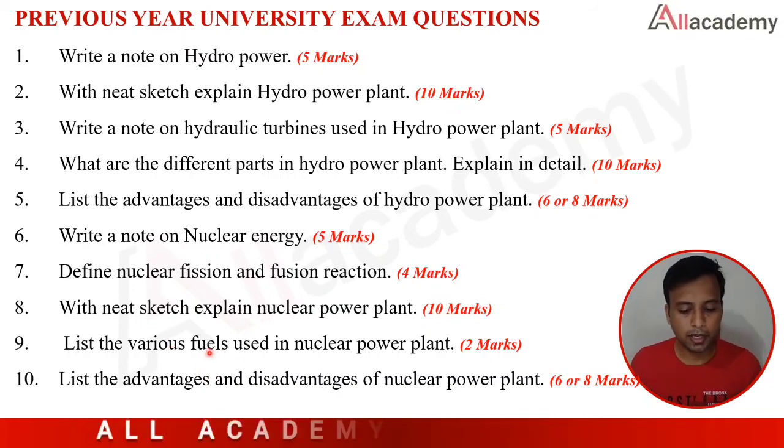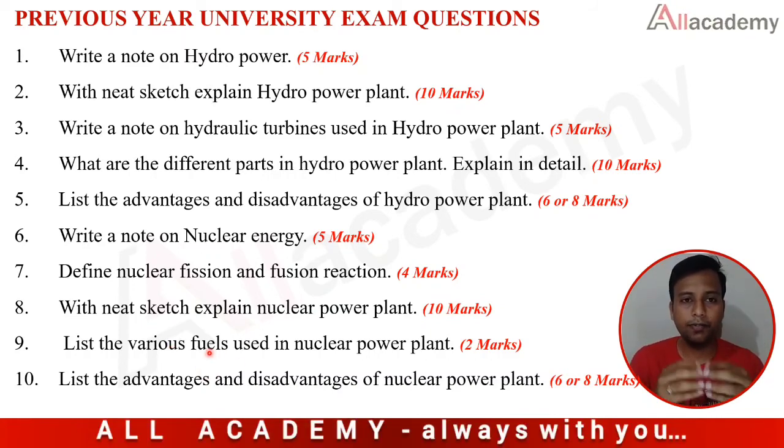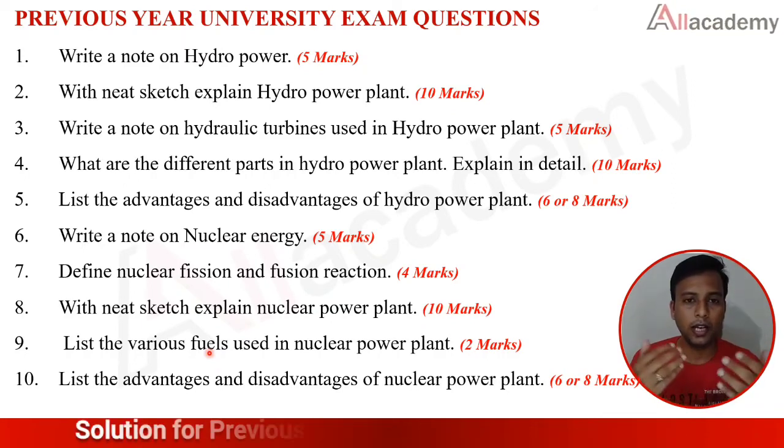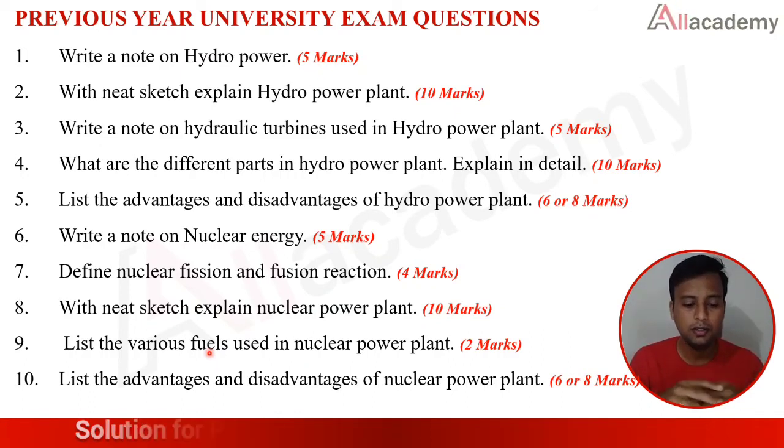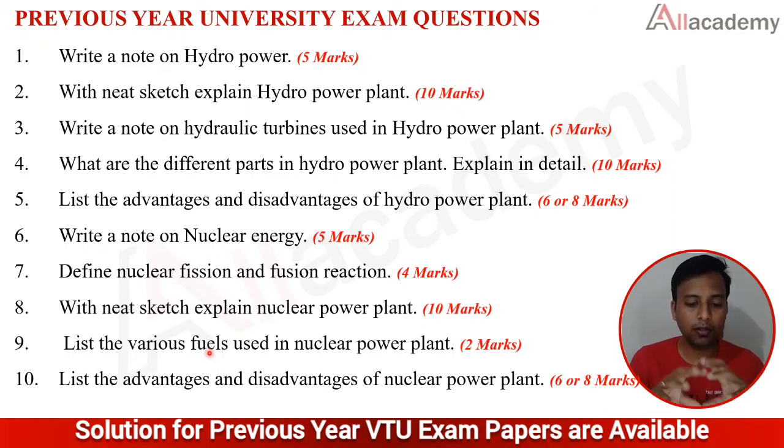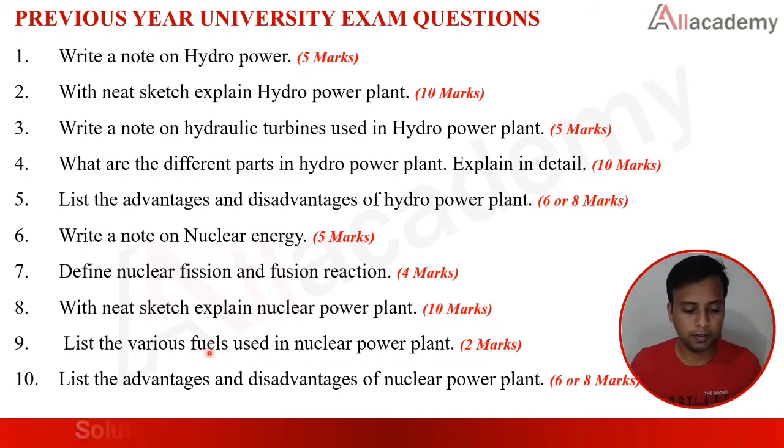Then the last one is advantages and disadvantages. As I already said, if it is asked for 6 marks, write 4 points in advantages and 4 points in disadvantages. If it is asked for 8 marks, take 6 points in advantages and 6 points in disadvantages. So these are the questions, how the questions may be framed on these two topics.